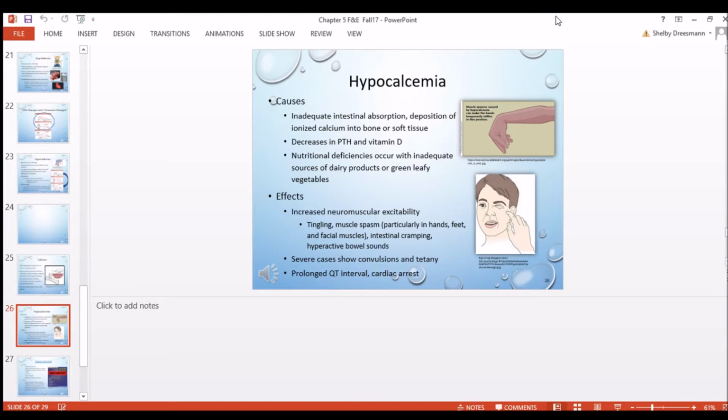Effects can cause neuromuscular excitability, so spasms, tingling, twitching, cramps, hyperactive bowel sounds. You can get convulsions and tetany if the case gets serious, and prolonged QT interval.